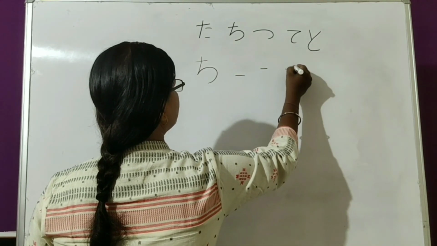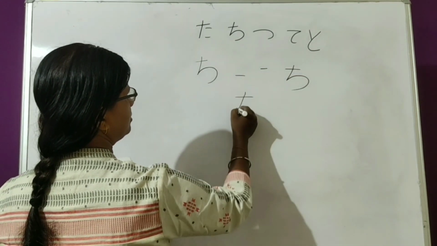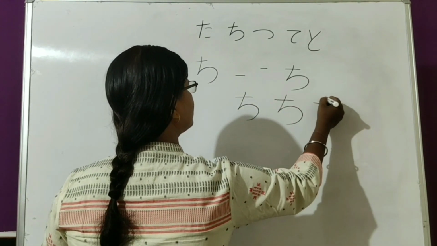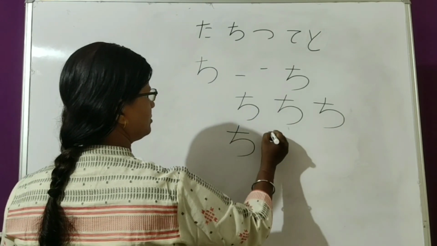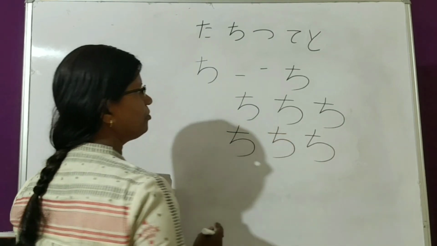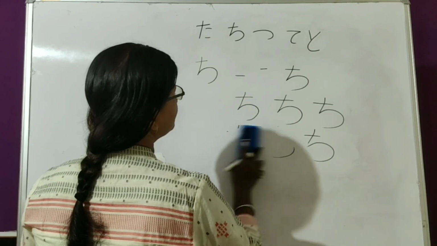First stroke, second stroke, chi. Okay? Next is tsu.